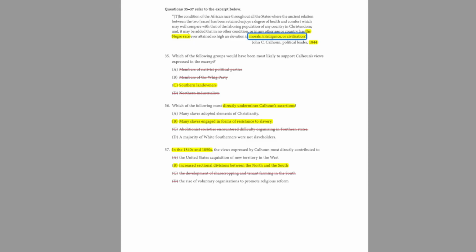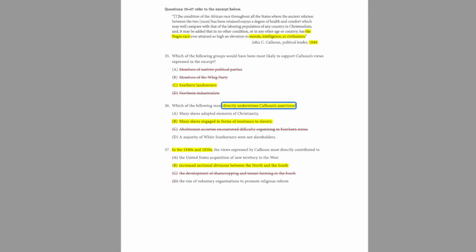Question 35. Even if you don't know who Calhoun is, the attribution helps you narrow down your choices. You can focus on C, Southern landowners, and D, Northern industrialists, because they can be considered opposites. Given that Calhoun is defending slavery, it's clear that C is the correct answer. Southern landowners were the group that benefited most from slavery and would have supported the argument that slavery was a positive good.